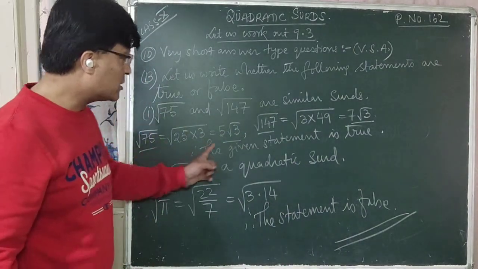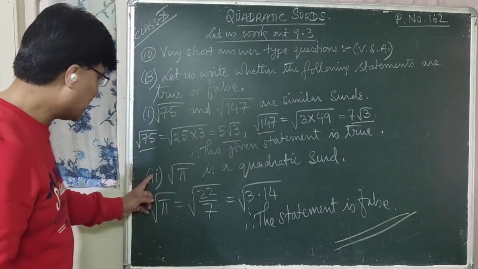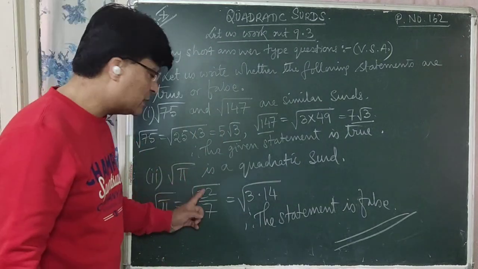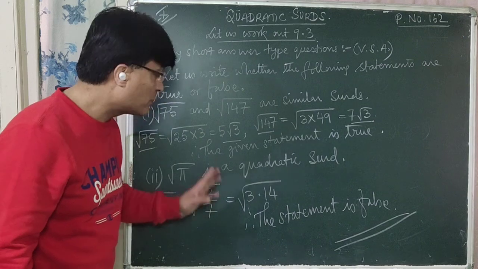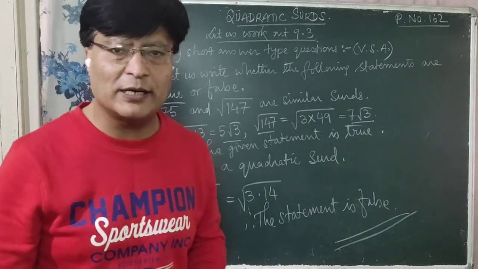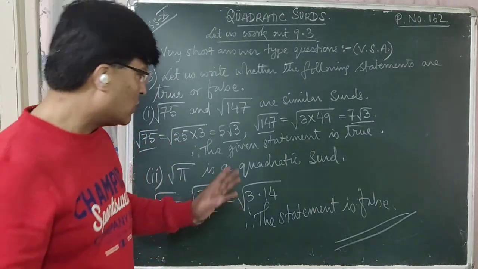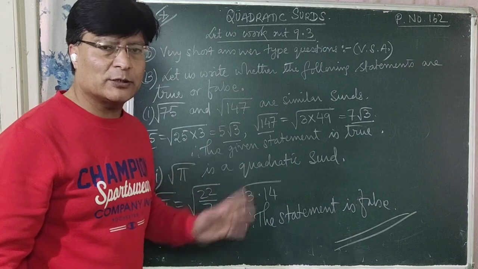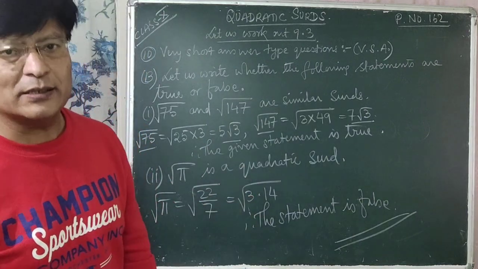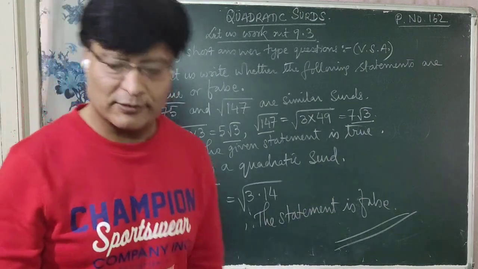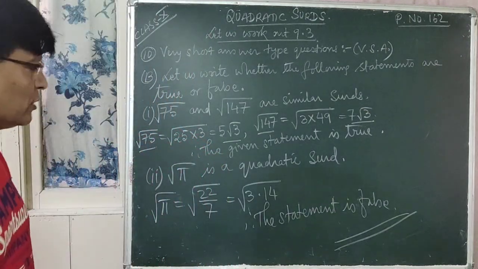So number one, the statement is true. But second one, root over pi is not a quadratic surd, because pi means it is a fraction 22 by 7, or if you divide it approximately, we can get its value as 3.14, which is not the exact value, right? So square root of decimal number is not a quadratic surd, right? So the statement is false, right? So now we'll do the next question.